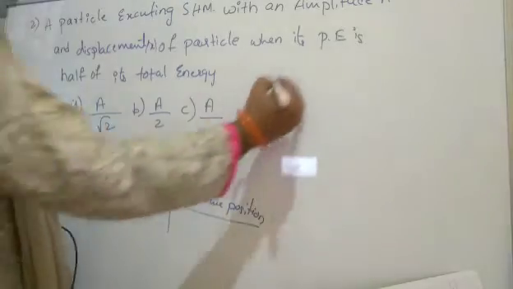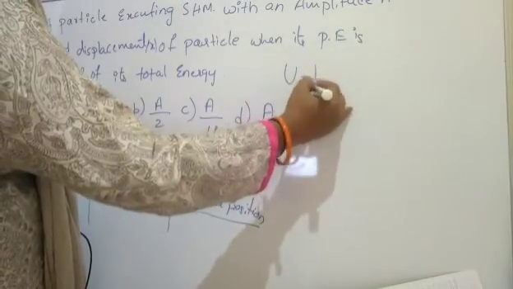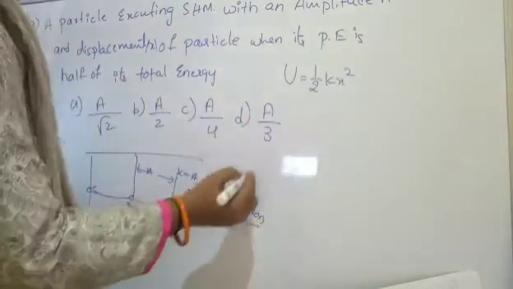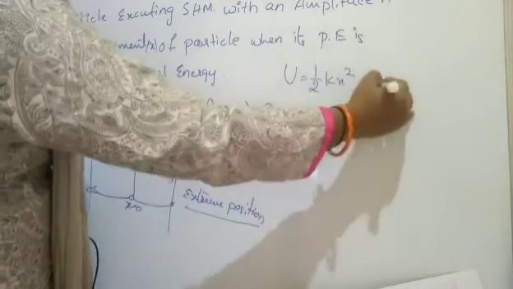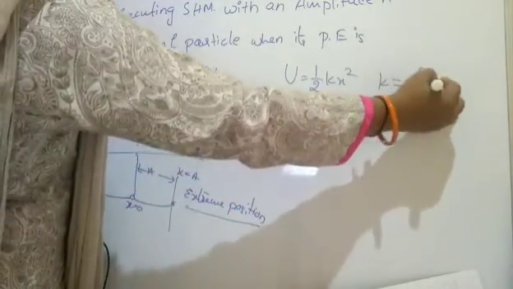The thing is, what is the potential energy? Half k x square, right? Where k we know is omega square m.